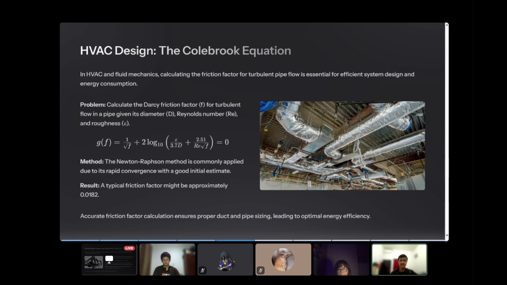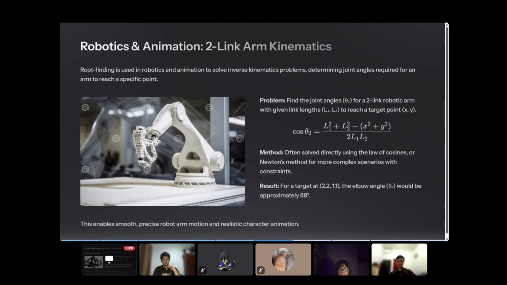Next, robotics and animation, two-link arm kinematics. Root finding is used in robotics and animation to solve inverse kinematics problems, determining joint angles required for an arm to reach a specific point. The problem is finding the joint angle theta 2 for a two-link robotic arm with given link lengths L1 and L2 to reach a target point x and y.